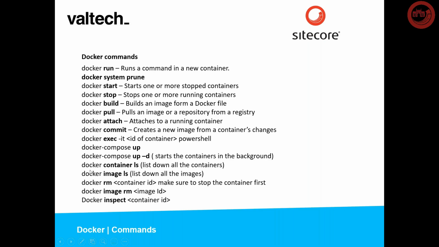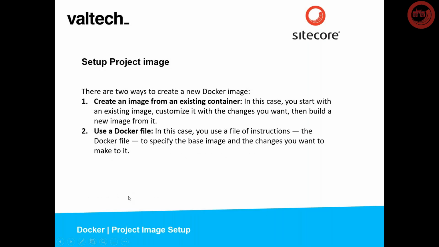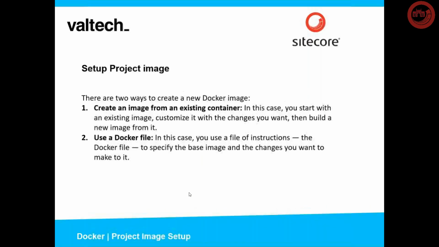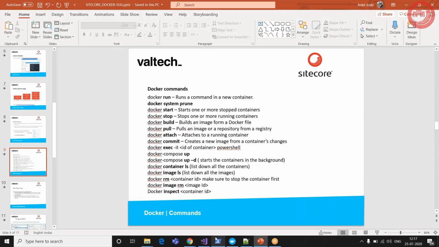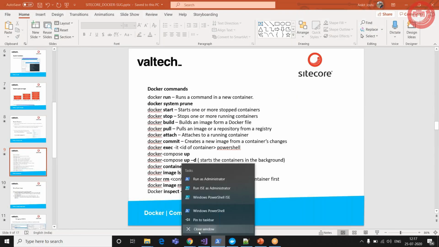If you want to show a list of all the containers, you can use docker container ls. If you want to see a list of all the images, you can use docker image ls. If you want to inspect a specific container, you can use docker inspect. If you want to remove an image, you can use docker image rm and your image id. Anyways, you don't have to worry more about that. So let me show you a few things before Himanshu shows you how to set up the project image.